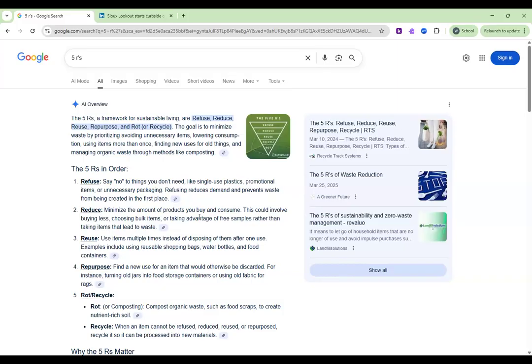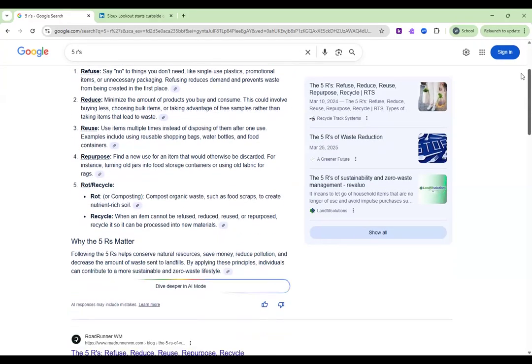You know how you go somewhere and they give you free stuff? Like a job fair, something like that. They have a lot of freebies they give out. I guess the idea is to say no to those freebies and not to take them in the first place. Okay, so that's something you could do. Reuse, we've talked about. Repurpose: find a new use for an item that would otherwise be discarded, like turning old jars into food storage containers, or old fabric into rags. We've talked about that. We kind of use those under reuse, I believe.